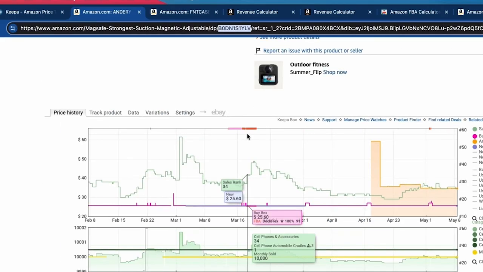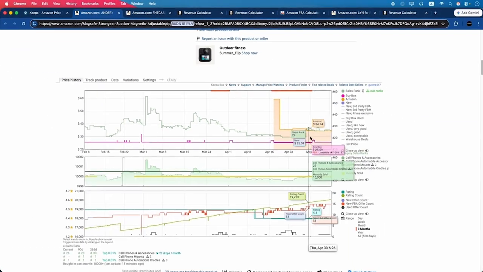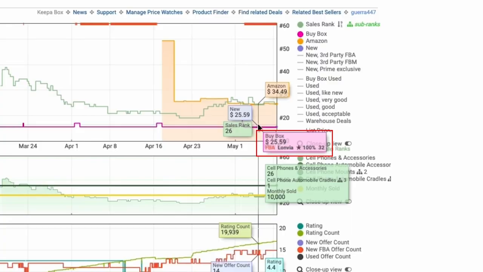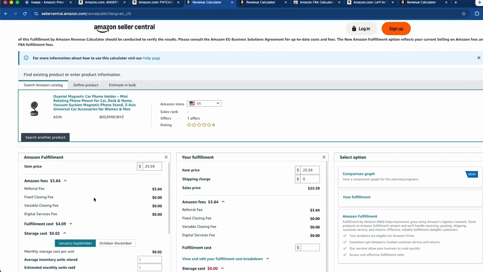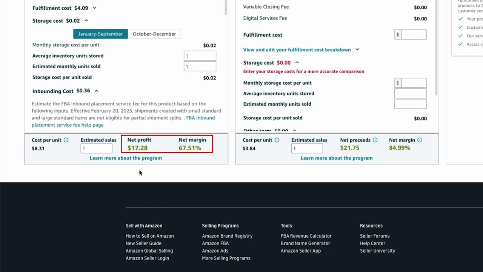We already copied the ASIN and loaded the product into the calculator. So now we need to enter the buy box price. For this, it's $25.59, and you want to add that in. Now, if you scroll down, it's going to give you the two most important numbers, right? The profit margin and the profit per unit.